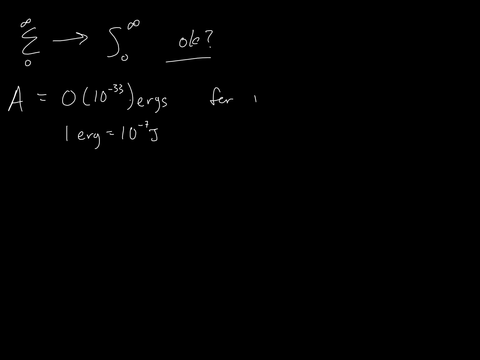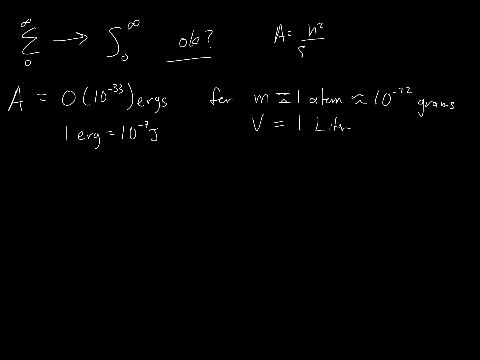And this is, of course, for a mass of approximately one atom, which is approximately 10 to the minus 22 grams, and a volume of 1 liter. So if we have one particle in a 1 liter volume box, this is what our A turns out to be. And of course, remember, A was equal to h squared over 8mv to the 2/3 power.